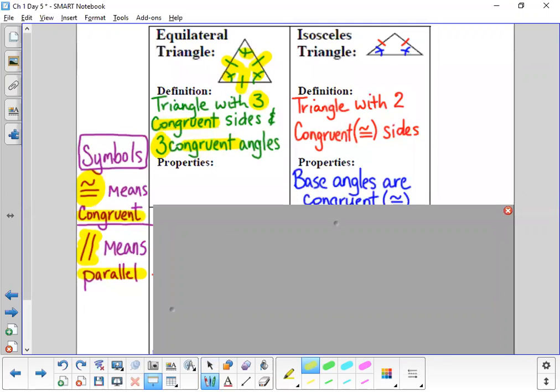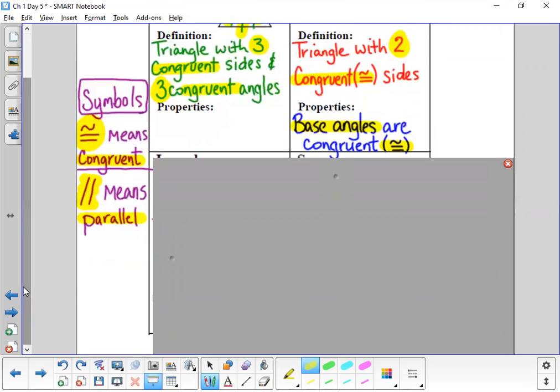An isosceles triangle: the word isosceles means that you have 2 congruent sides. So the definition of an isosceles triangle is that 2 of the sides are equal or congruent, but it also has this special property that the base angles are also congruent. And the base angles are the angles that are across from the equal sides. So that's an isosceles triangle.